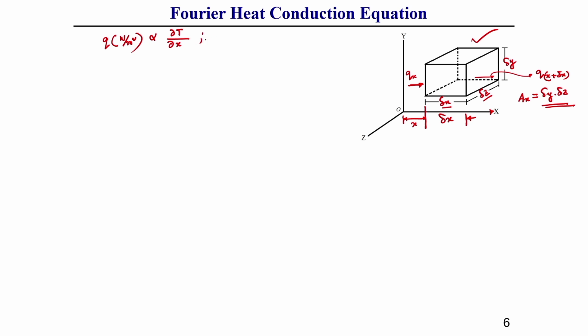So, once we equate these things, this Q, I am writing Q, there comes a constant K. This K is generally called thermal conductivity. This you should keep in mind.